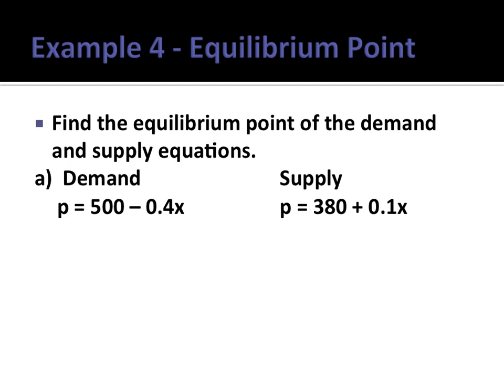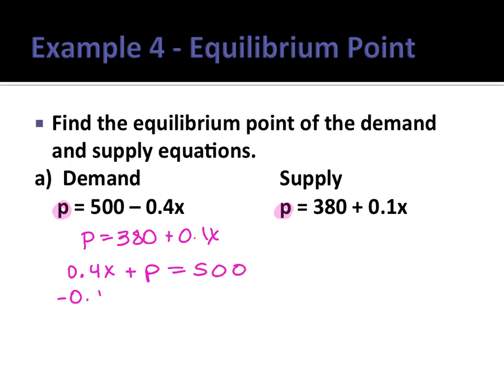Again, this is like when a business wants to figure out how many do I want to produce so that I don't lose money, or I don't have a bunch of inventory sitting on shelves I can't sell. So you want the perfect match, which is when demand equals supply. Notice they are both equal to P, right? So I could take the time and line these up, and then I could get both variables to one side so that I can solve it with elimination. It'd be 0.4x plus P equals 500, and negative 0.1x plus P equals 380.